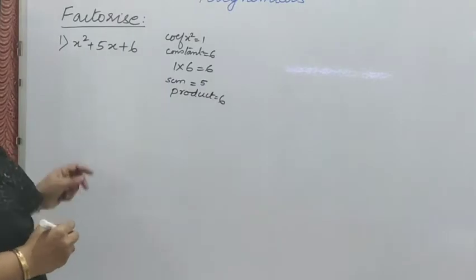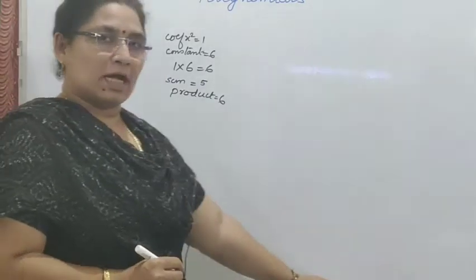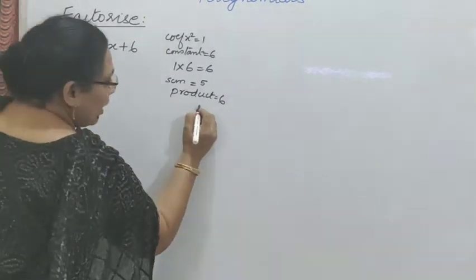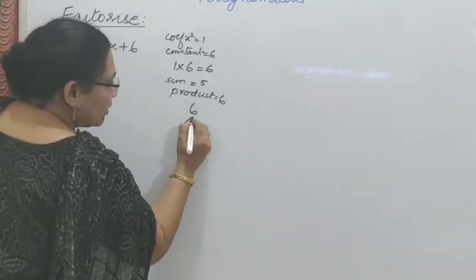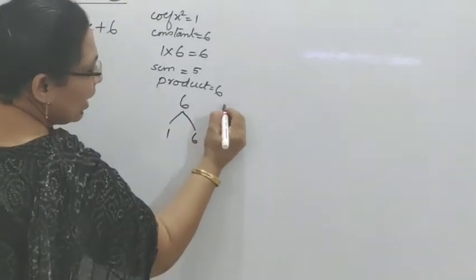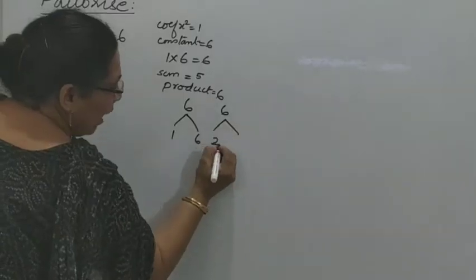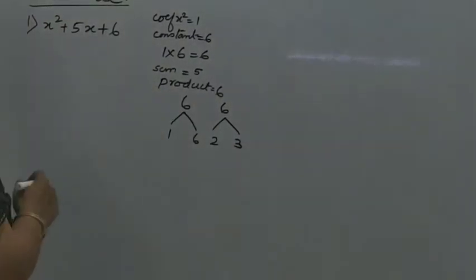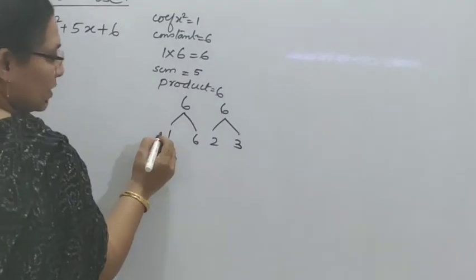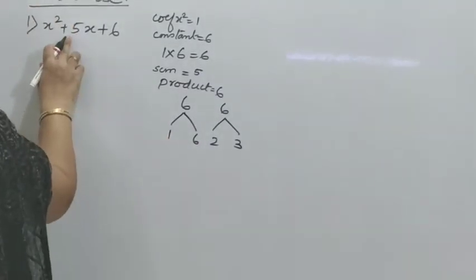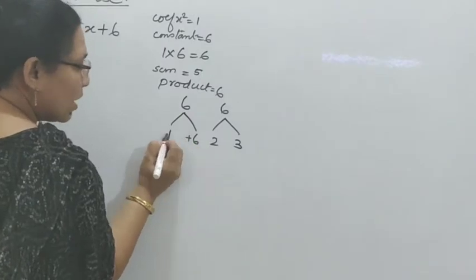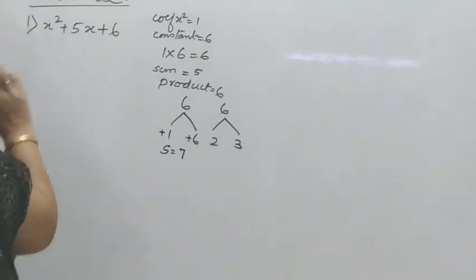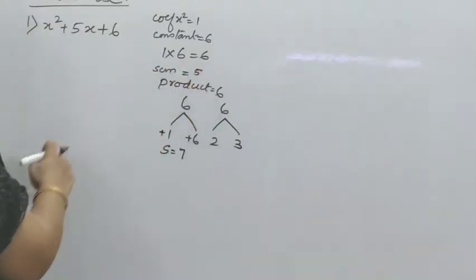We should identify two numbers such that the sum equals 5 and the product equals 6. The first pair of factors is 1 and 6, and the second pair is 2 and 3. Taking the middle term sign, plus, for both in the first pair, the sum equals 7 only. So that possibility is not there, because we want the sum as 5.